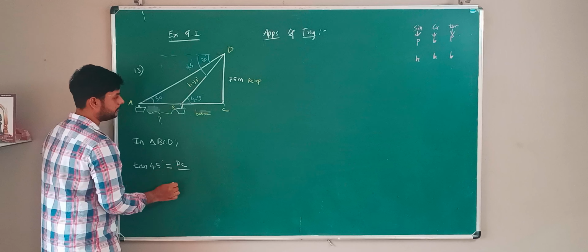Sir, AB equals 90 degrees every time. 90 degrees every time. We can't take this. I'm going to take this.